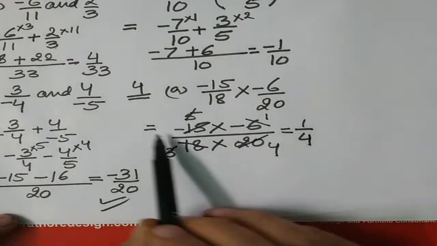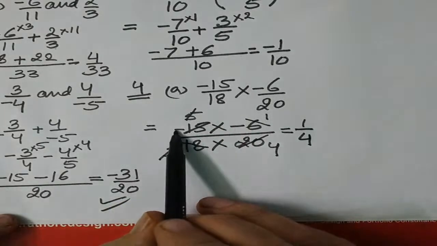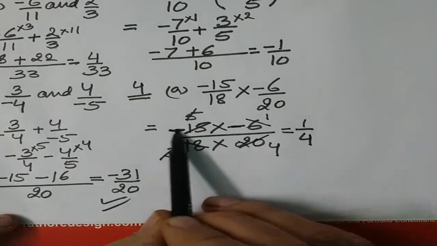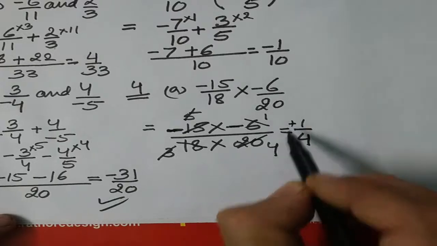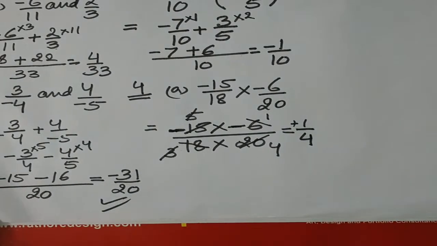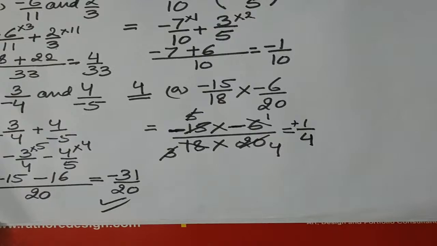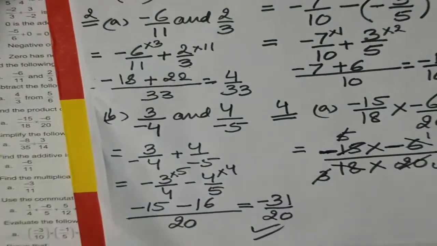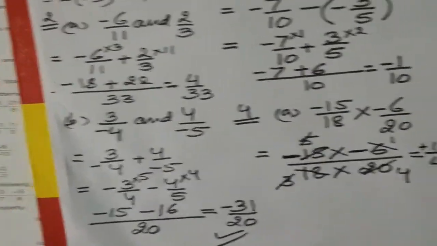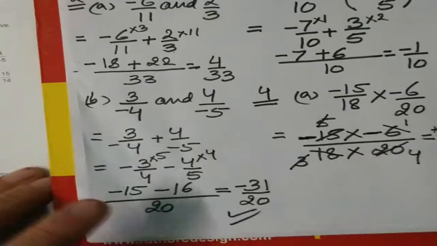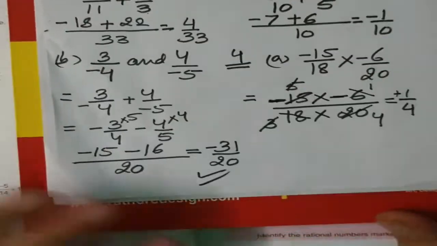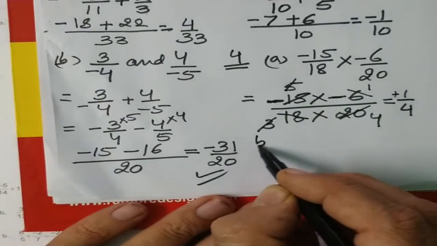So in the total number there are 2 minus signs. 2 minus signs means the answer is plus. Simple. So after you have cancelled the numbers, then you put the sign. Either you count the sign in the beginning or you count the sign later. But the sign depends on how many signs there are.